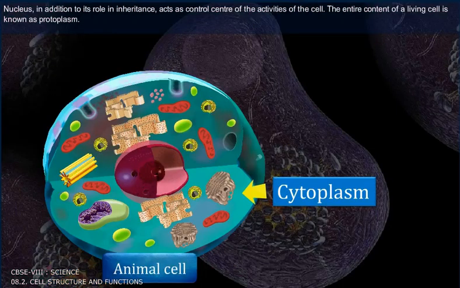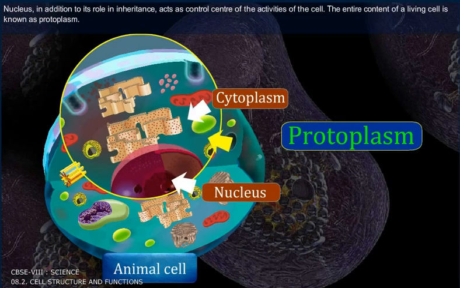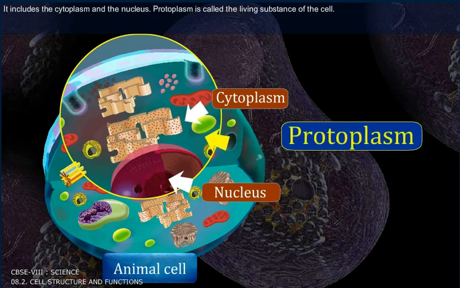Nucleus, in addition to its role in inheritance, acts as the control center of the activities of the cell. The entire content of a living cell is known as protoplasm. It includes the cytoplasm and the nucleus. Protoplasm is called the living substance of the cell.